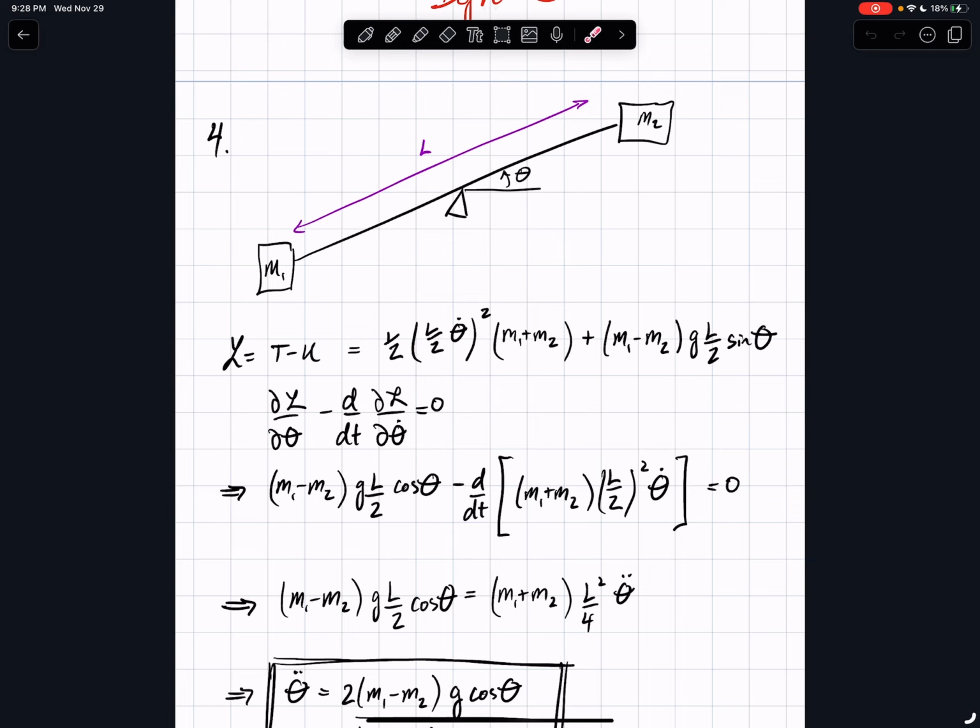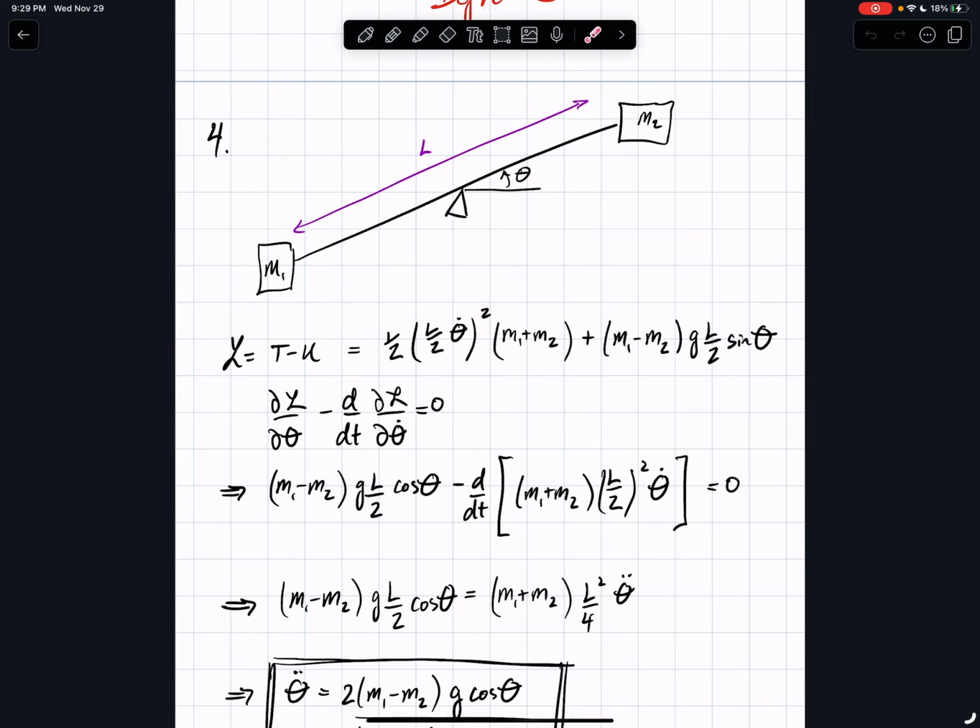And the Lagrangian is given by the total kinetic energy, which is 1/2 m times the velocity squared of each one. Since this is purely rotational motion, the masses are not going in and out, they're just rotating about the fulcrum. The only kinetic energy term is that rotation term. So for mass 1, it's 1/2 m1 times this length, which is L over 2 times theta dot, all squared, and same for mass 2. So it's 1/2 times the velocity term times the sum of the masses.